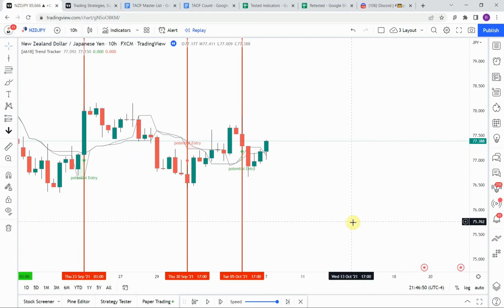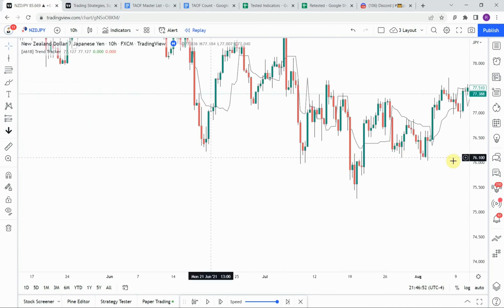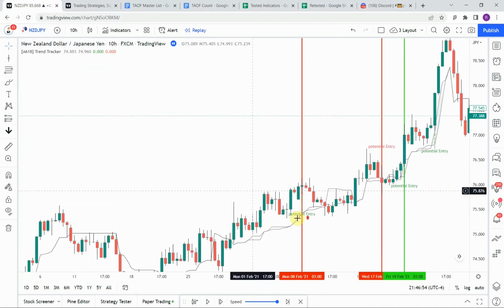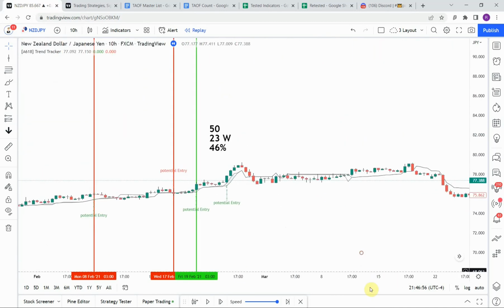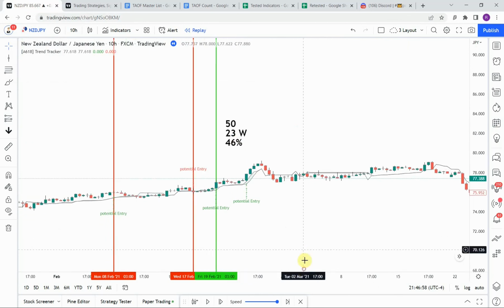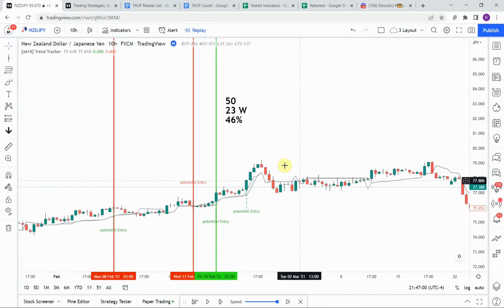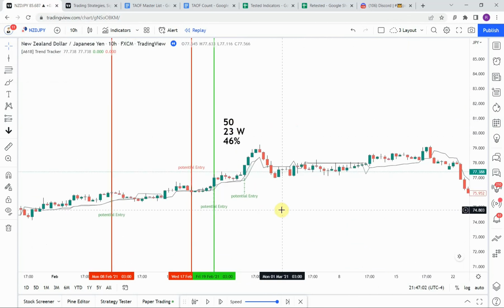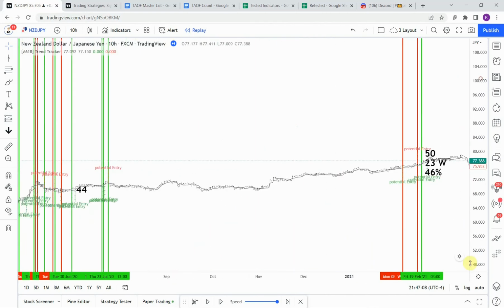All right, back to our indicator here. So 50 trades, we got 23 winners, and that puts us at a 46% win rate. And so that's not going to meet the 60% criteria that we are looking for.